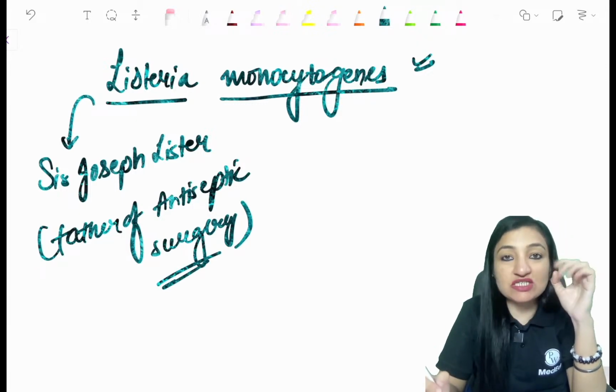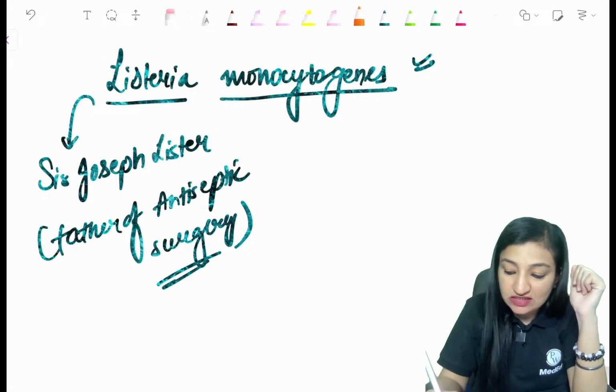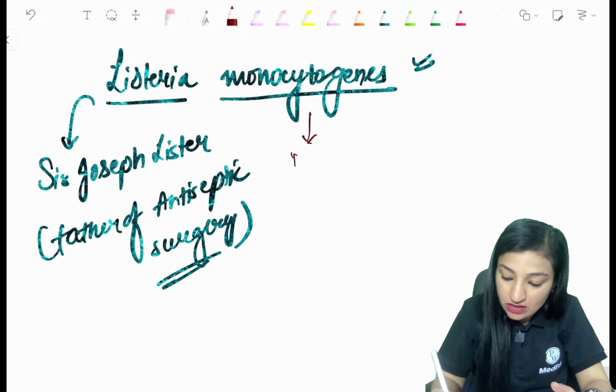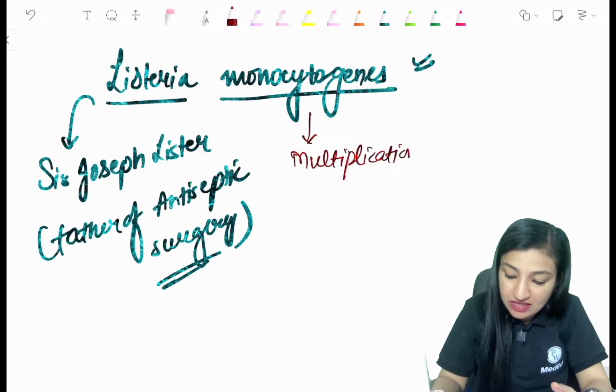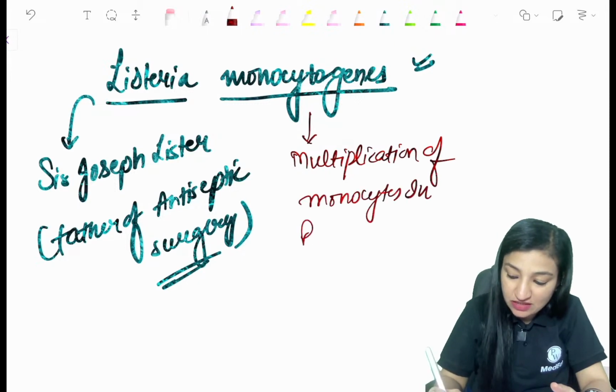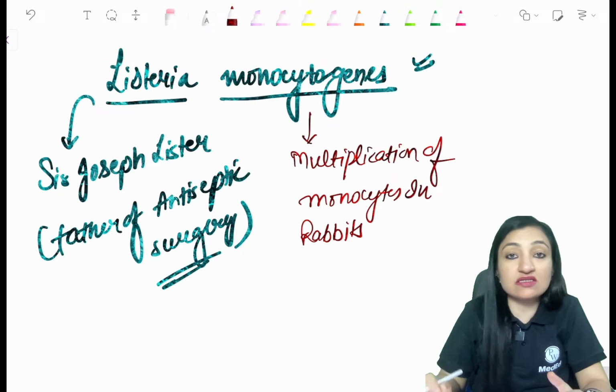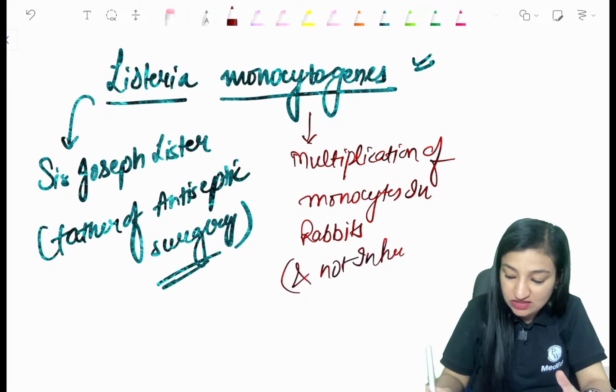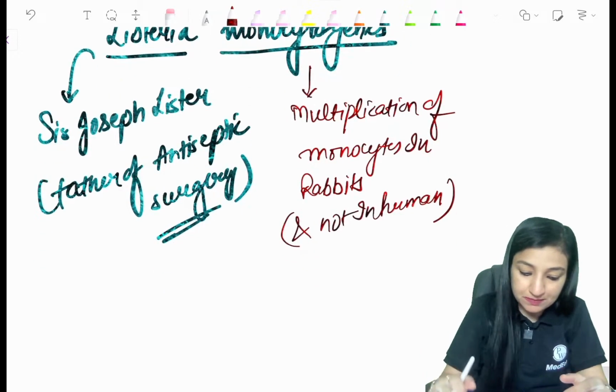And we have the species name monocytogenes because this organism was found to cause multiplication of monocytes in rabbits, not in humans. Please remember, this feature was observed in rabbits and not in humans. This is very, very important to remember.